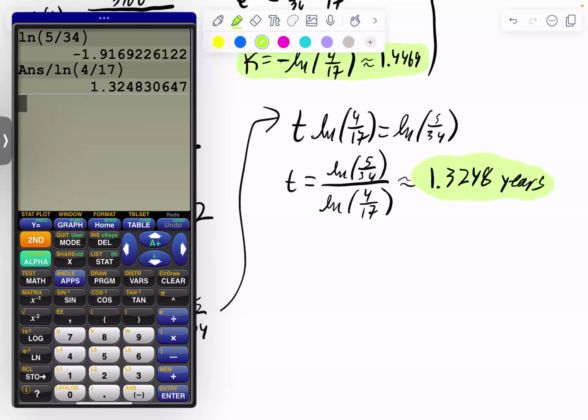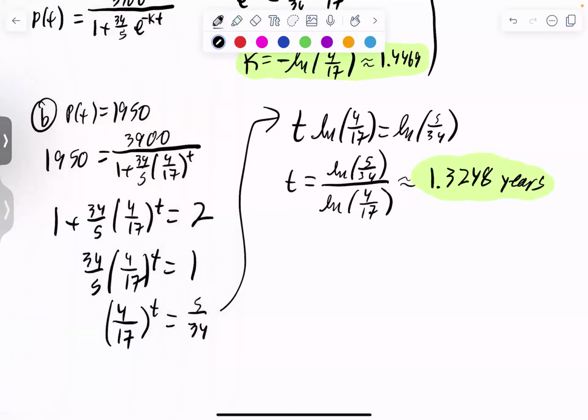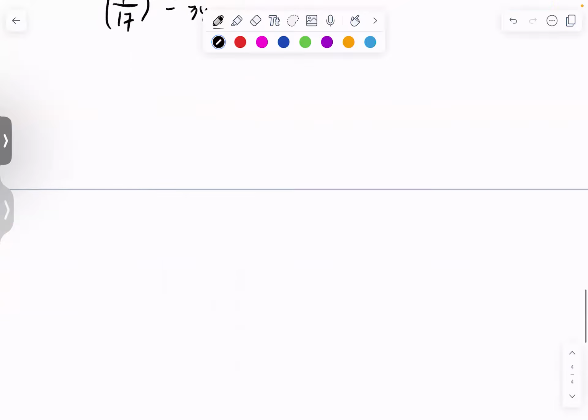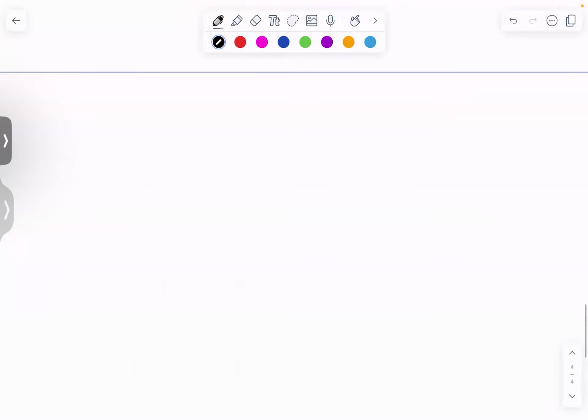So that was a lot of work, I'll grant you that. We only have one more problem to go after this. It's actually a lot easier than these other two that we just did. So this is number 10 on the last page in section 3.8. And it says, a new cell phone is introduced into the market. It's predicted that sales will grow logistically.